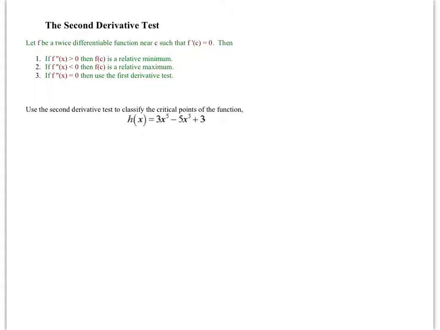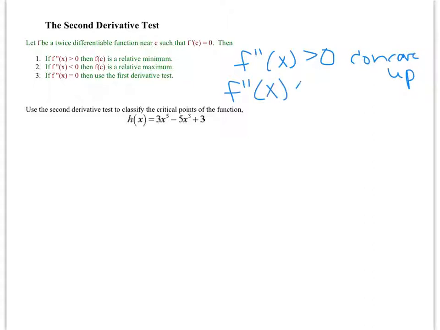So if f double prime of x is greater than 0, then f of c has to be a minimum. And we also know that if that second derivative is greater than 0, it's concave up. And if that second derivative is less than 0, then that c value has to be a maximum. And it tells me that if it's negative, it's concave down. So we can use the second derivative test to help classify critical points of a function.